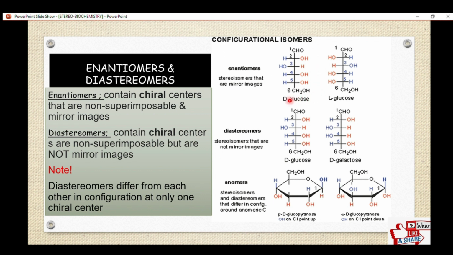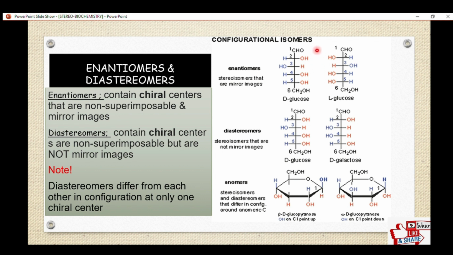All right, and this is the D-glucose and the L-glucose. Those are the isomers of glucose, enantiomers of each other. So we have CHO, that's the aldehyde group, and we have a hydroxy group here, hydroxy group. All right, okay, so let's check this compound.